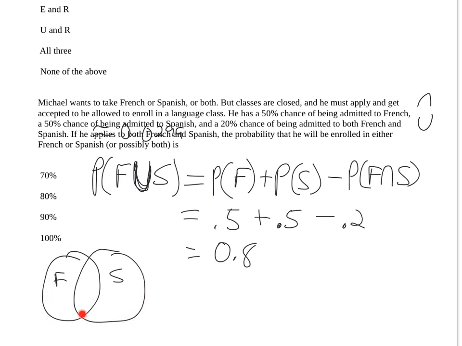So we add this circle's area and this circle's area, but you notice when we do that, this actually gets double counted, right? This is included in the F circle as well as the S circle. So rather than counting it twice, we're only going to count it one time, which is why we subtract this probability. See what I mean? Alright, so that is where that comes from intuitively. So there's that 80%. There's the answer.